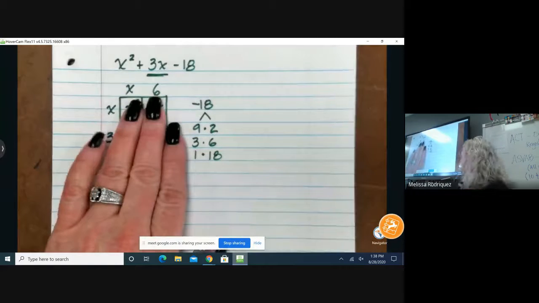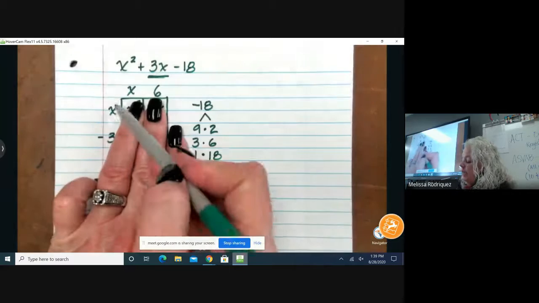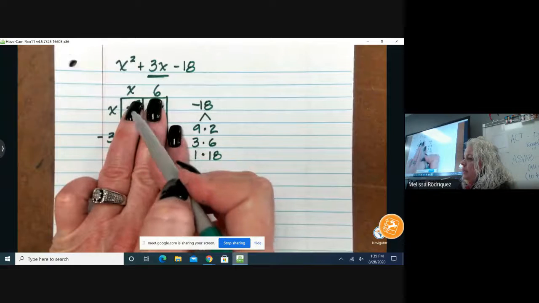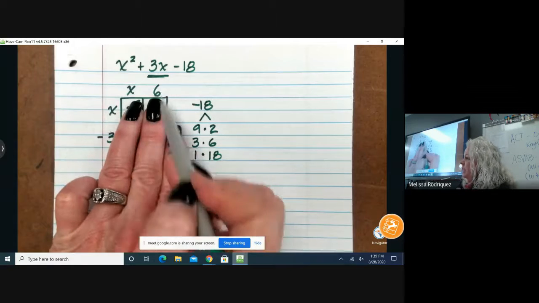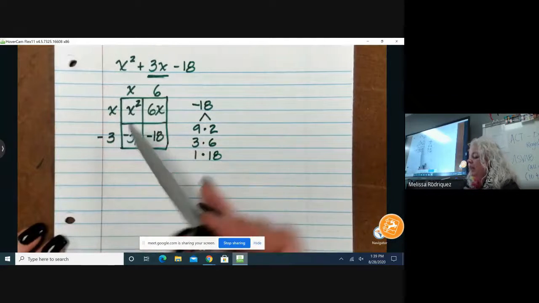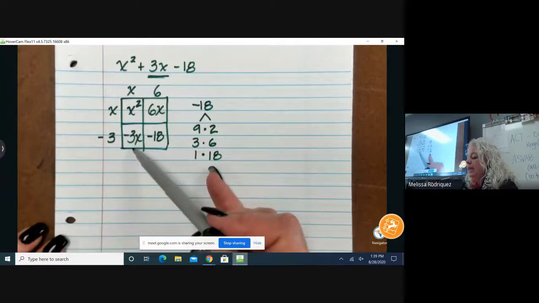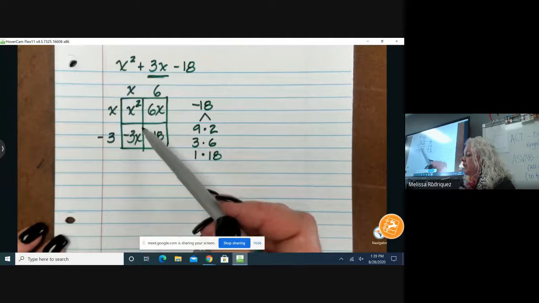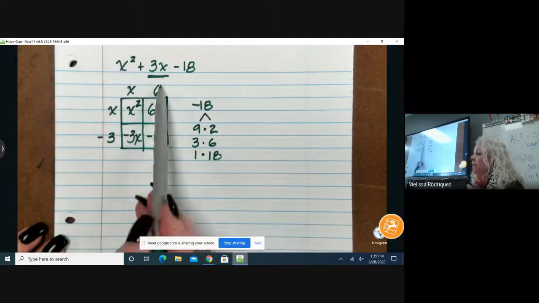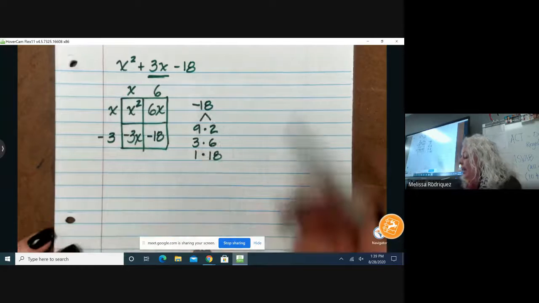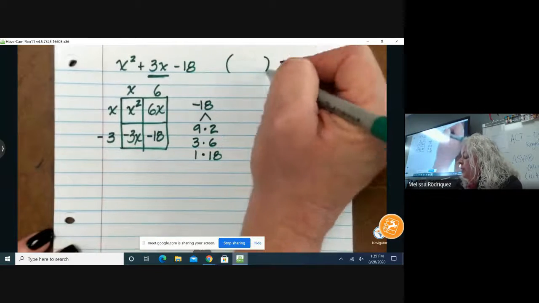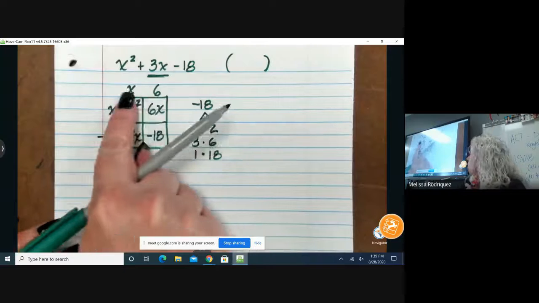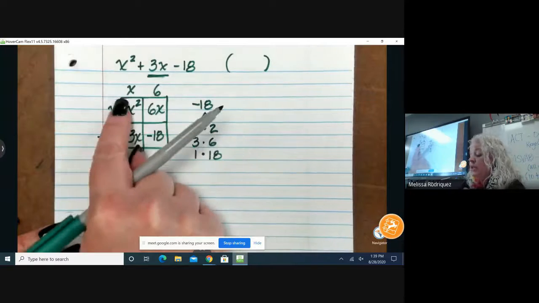So this kind of looks familiar. If I covered up this box and said it was empty, x times x is, and x times 6 is, right? And then negative 3 times x and negative 3 times 6. That's what we did the last couple of days. Now what I've done is I've pulled out what's actually on the outside. And in my first set of parentheses, I'm just going to take the one off the top, but it doesn't matter. I could have taken the side.